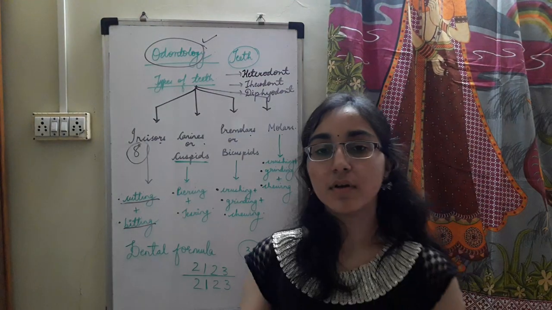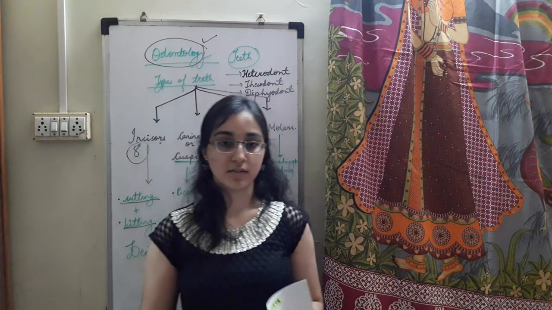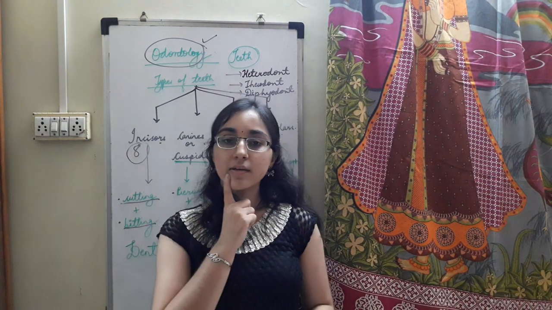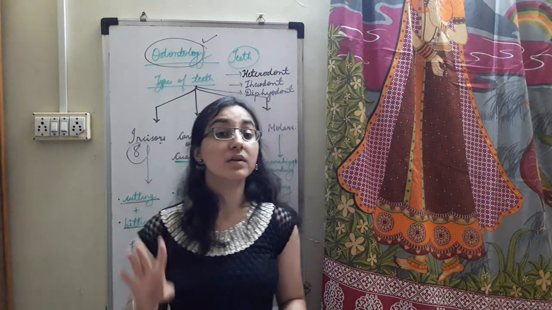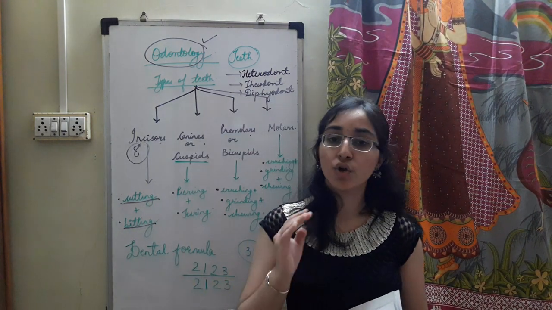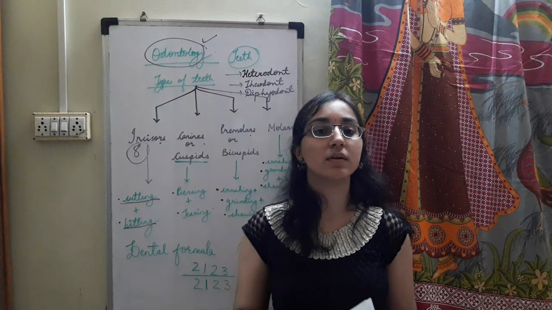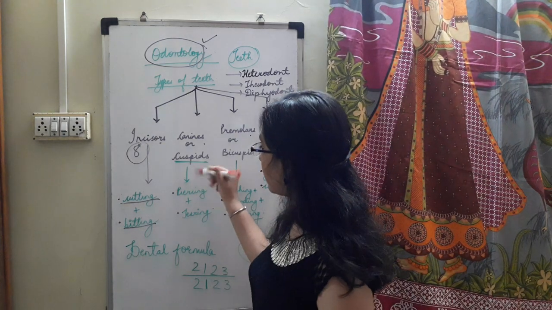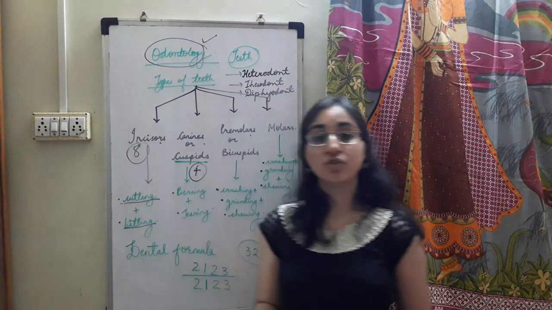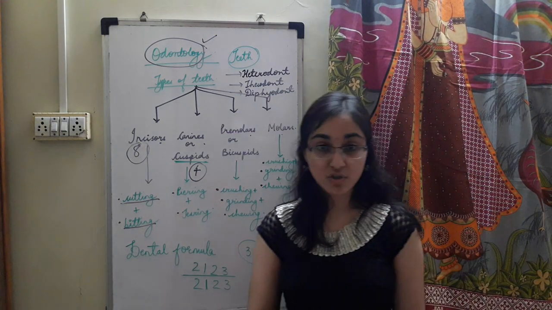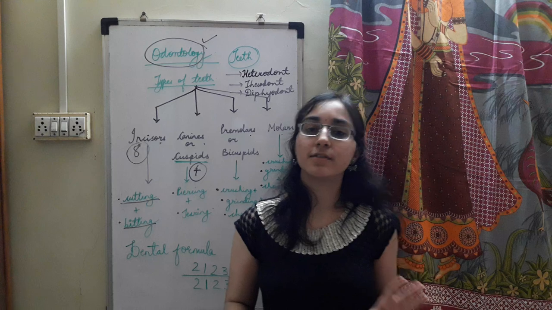After incisors, we have canines. We have one here, one here, and in the upper jaw also one on each side. In total we have four canines, two in the upper jaw and two in the lower jaw. Now what is the function of canines? The canine's function is tearing and piercing.